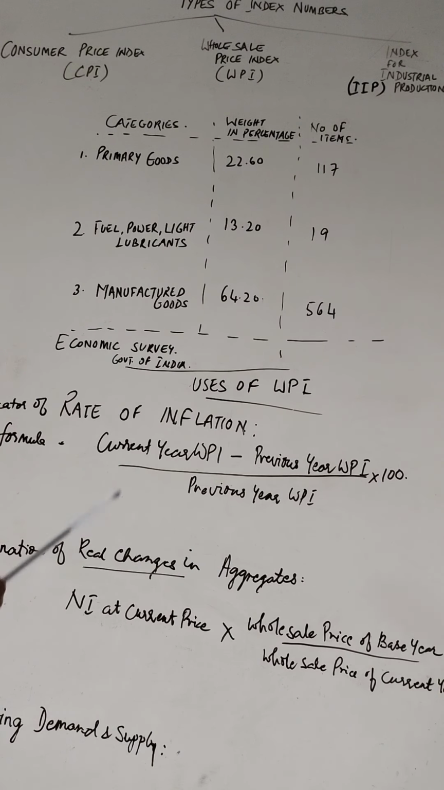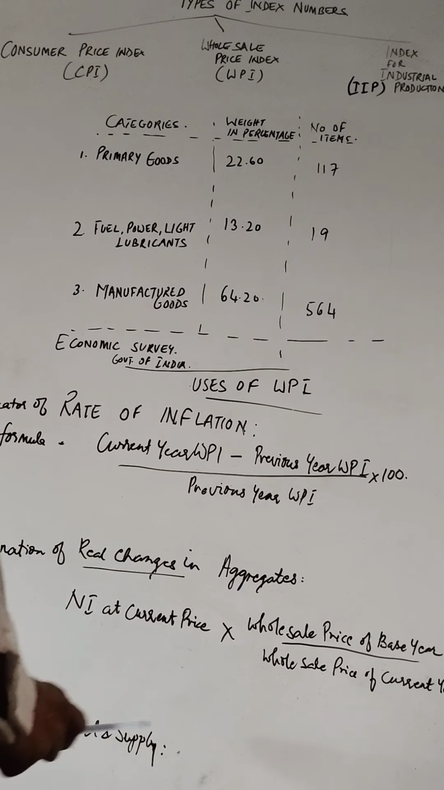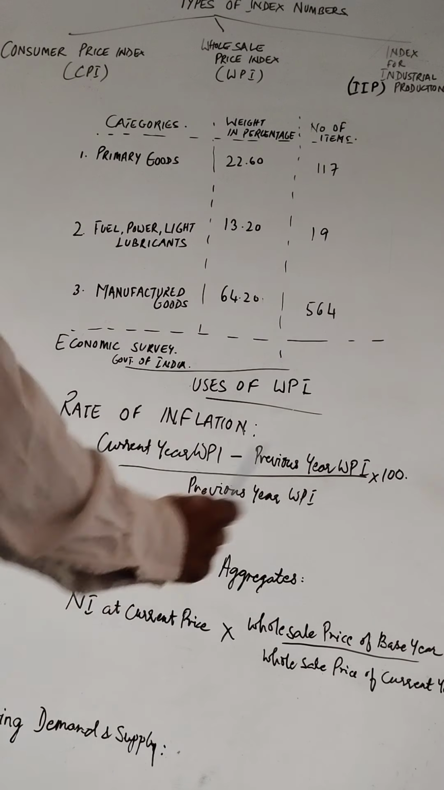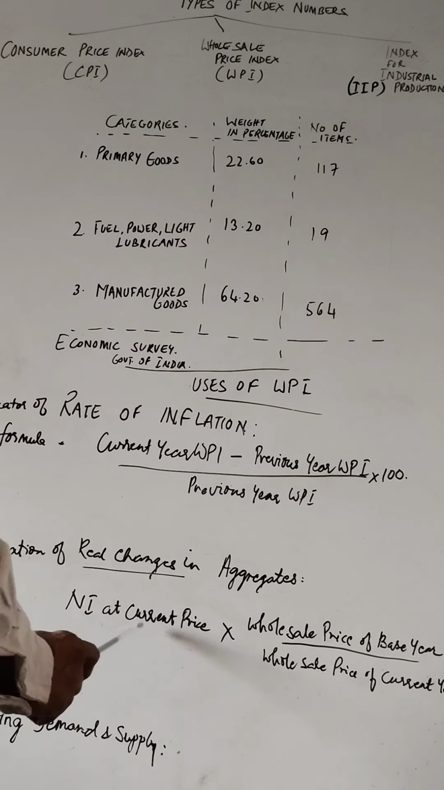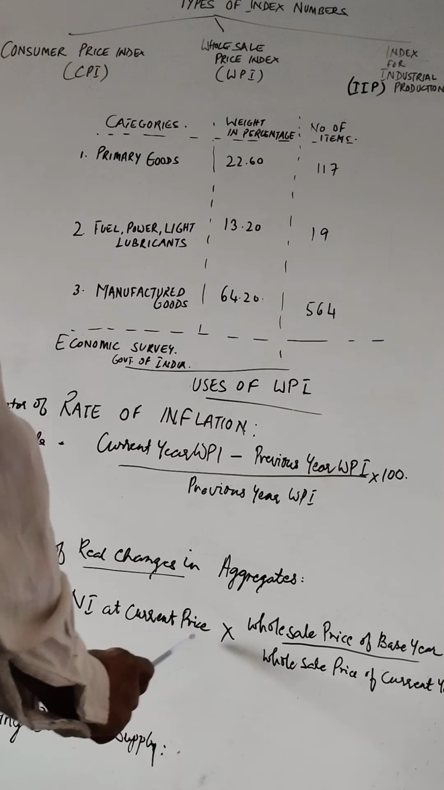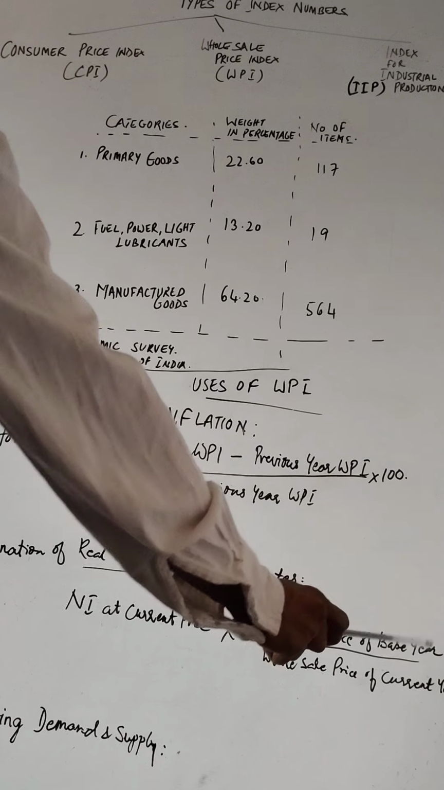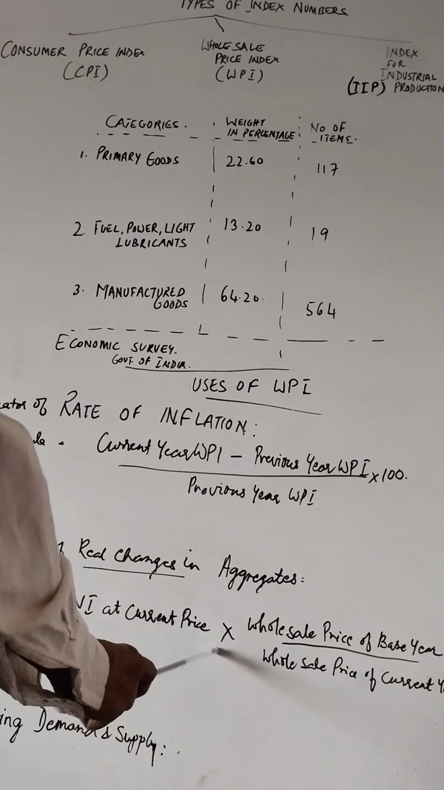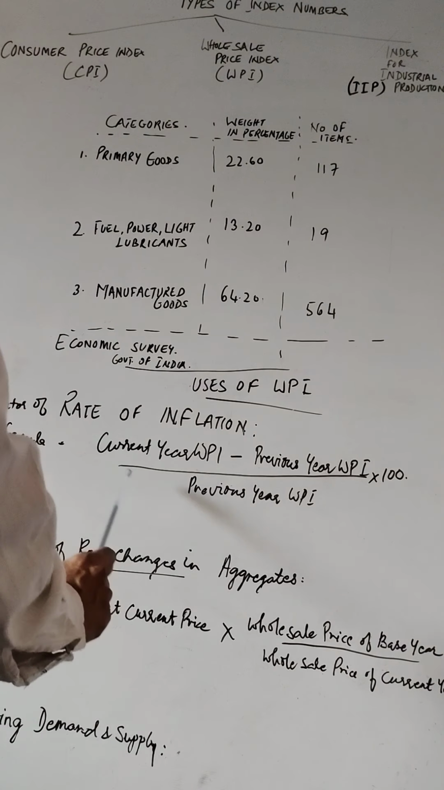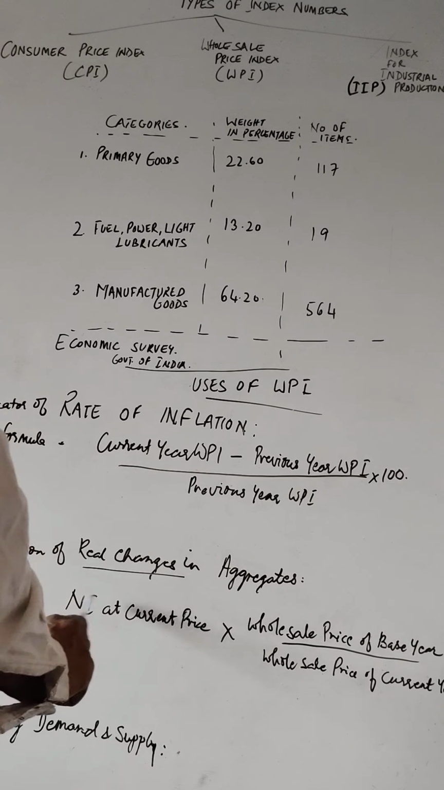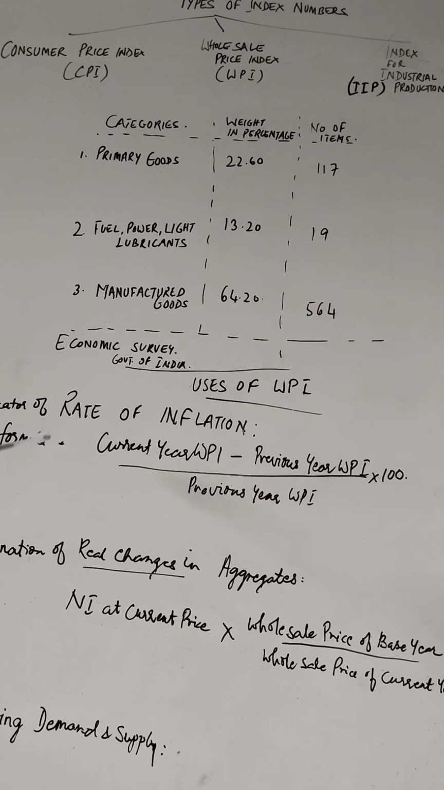So again, uses of wholesale price index. The second is determination of real changes in aggregates, especially when you're talking the aggregate national income. So any national income aggregate. So here national income at current price. So NNPFC at current price, you will take that into the wholesale price of the base year. You take the national income at current year price into the wholesale price of the base year, divide by the wholesale price of the current year, which will give you the real change. So in order to work out the real change, this is the formula. I'll be doing one of this numerical and one of this example for you to understand. Okay. And another thing is, what is that?